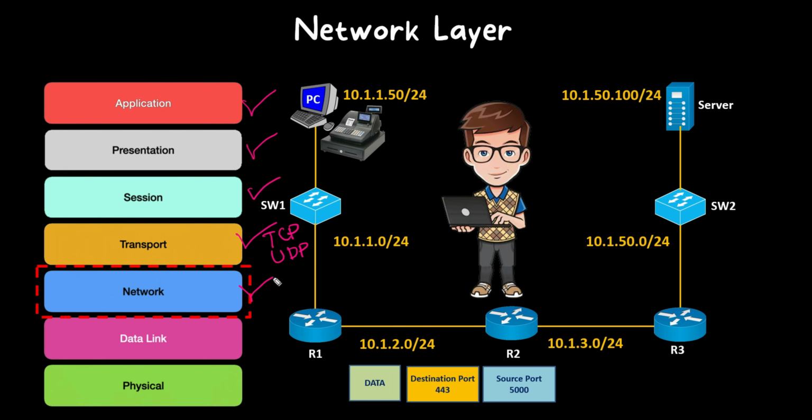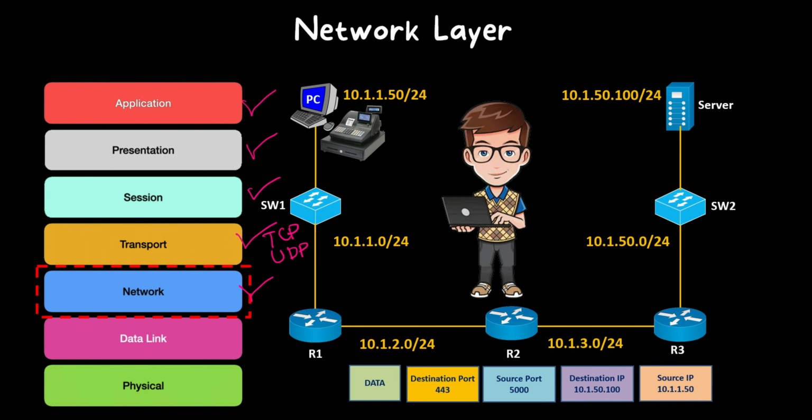So in our case, the client PC is sending the data. So it is the source device, and its IP address is 10.1.1.50. And the destination device is the server. Its IP address is 10.1.50.100. So here we have added the destination IP as 10.1.50.100 and the source IP as 10.1.1.50.